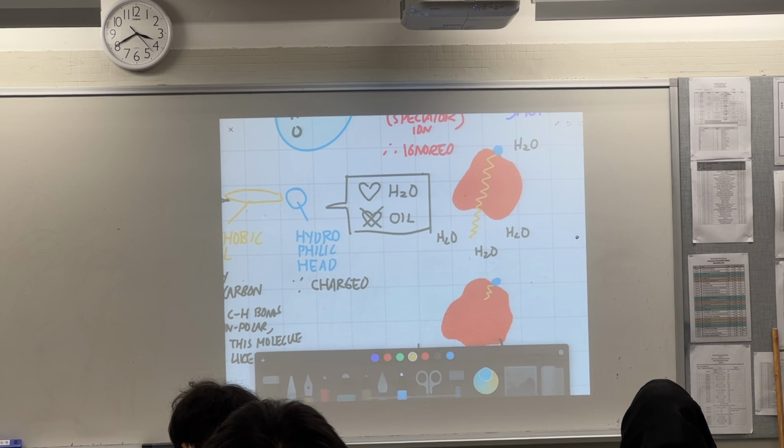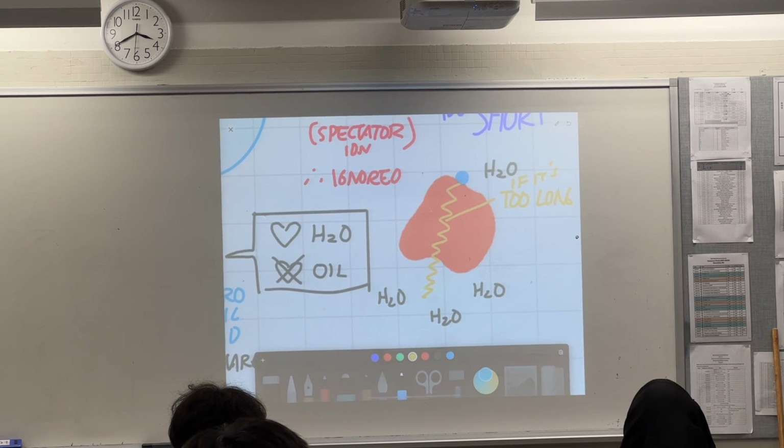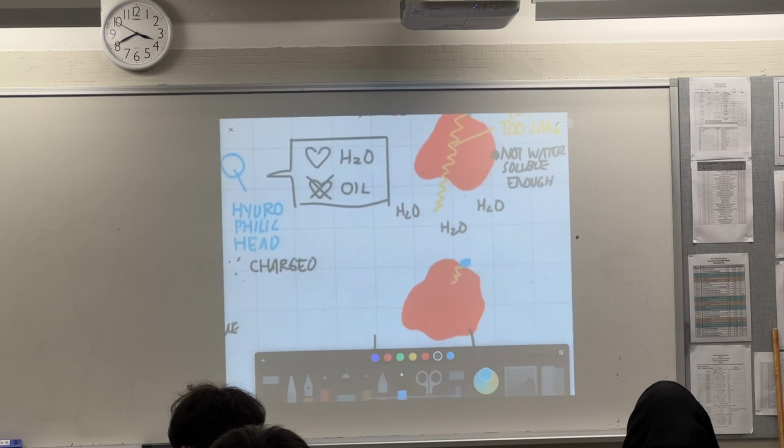So put down what will happen if it's too long. If it's too long, then it will not be water soluble enough, so that it cannot be carried by water easily. And so after you rinse the dish with water, some of the dirt remains because it is not water soluble enough. It cannot carry away the oil as effectively.